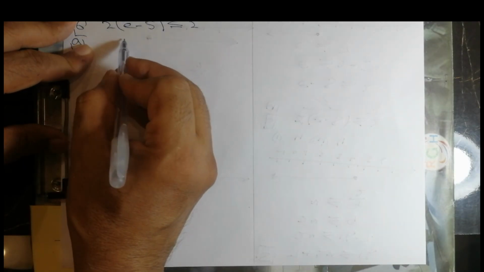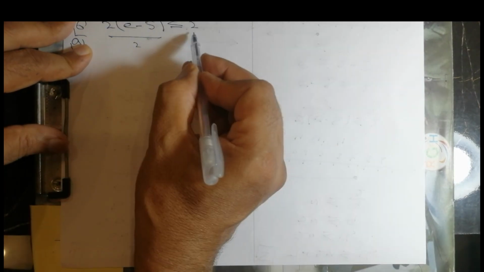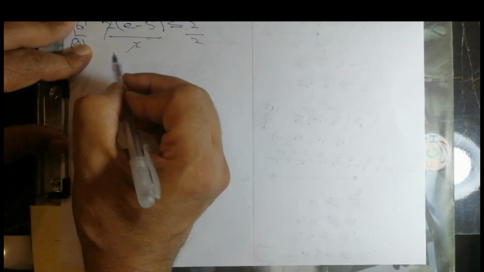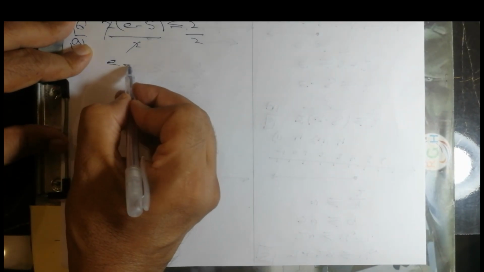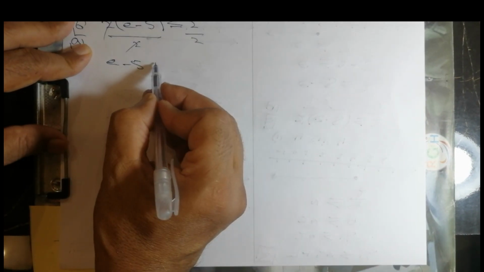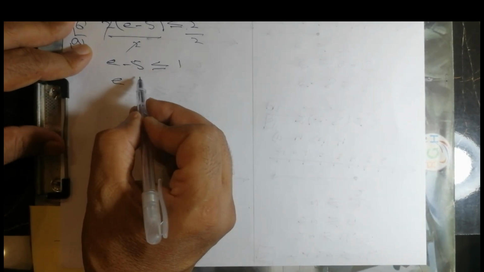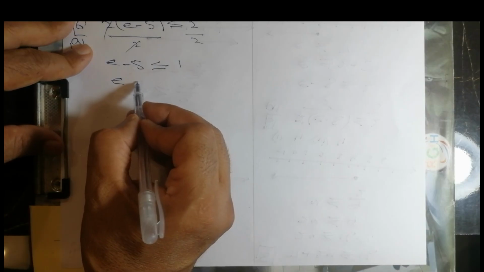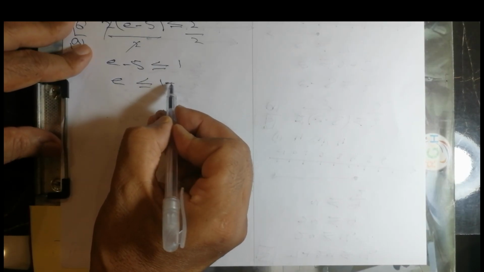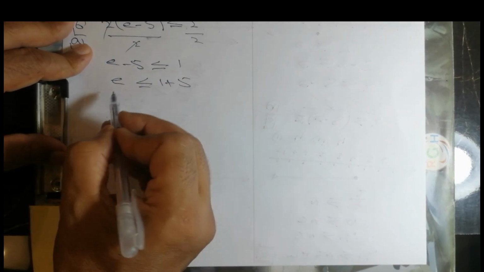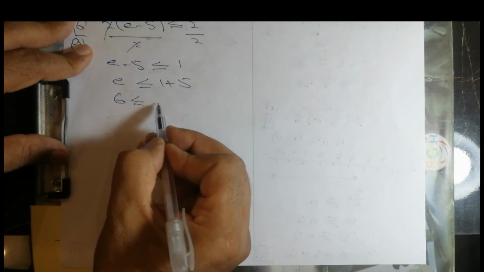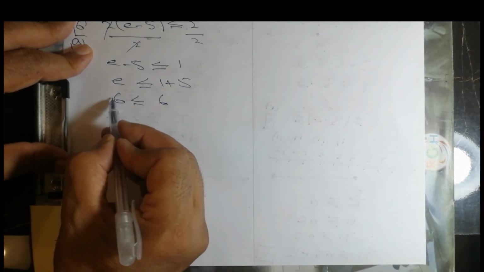So dividing both sides by 2, eliminate this 2. So e minus 5 is less than or equal to 1, and e is less than or equal to 1 plus 5. So e less than or equal to 6. Sorry, e here, e less than or equal to 6.